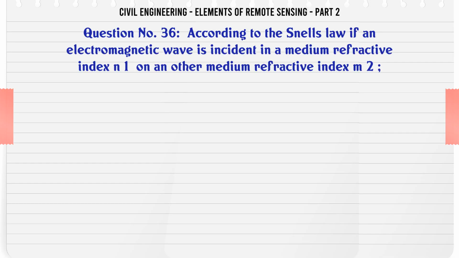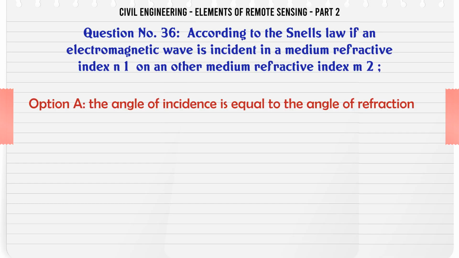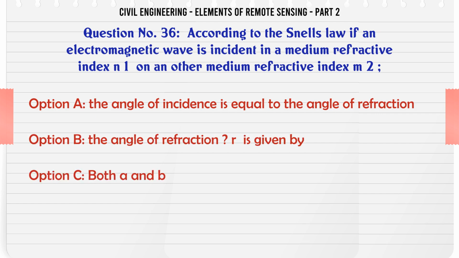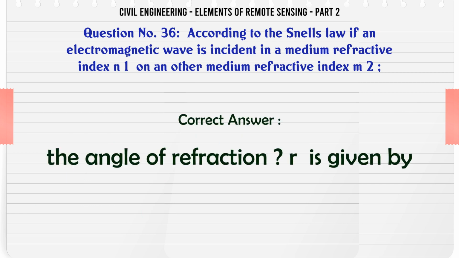According to Snell's law, if an electromagnetic wave is incident in a medium of refractive index n1 on another medium of refractive index n2, A. The angle of incidence is equal to the angle of refraction. B. The angle of refraction R is given by the Snell's law relation. C. Both A and B, D. Neither A nor B. The correct answer is the angle of refraction R is given by the Snell's law relation.